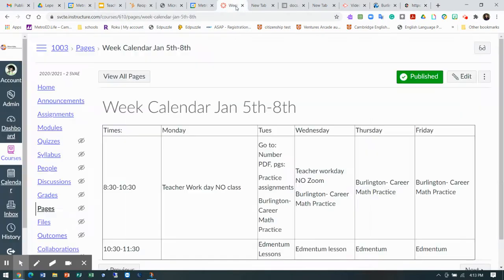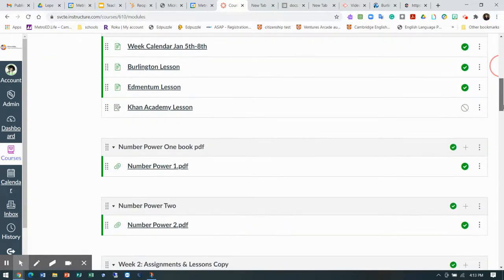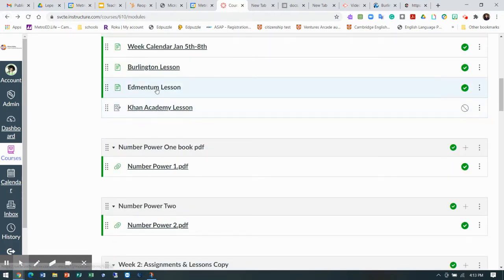I'm going to go back to my calendar. I'm going to see it right here, right? Burlington Math. So I got to go to my module and I have to find my Burlington lesson, right? I have to go see where that is. So here's my Burlington. Oh, Edmentum, sorry. We just did Burlington. So let me go to my Edmentum lesson. Great.